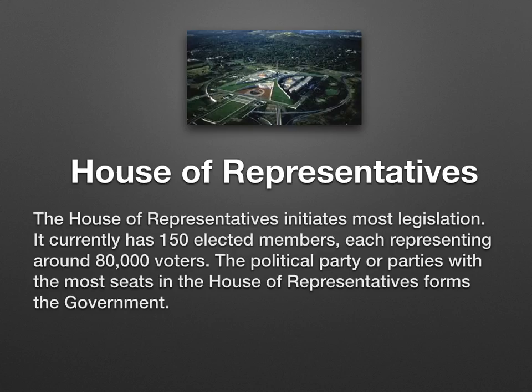The House of Representatives initiates most legislation. It has 150 elected members, each representing about 80,000 voters. And the political party, or the combination of political parties with the most seats, forms the government.